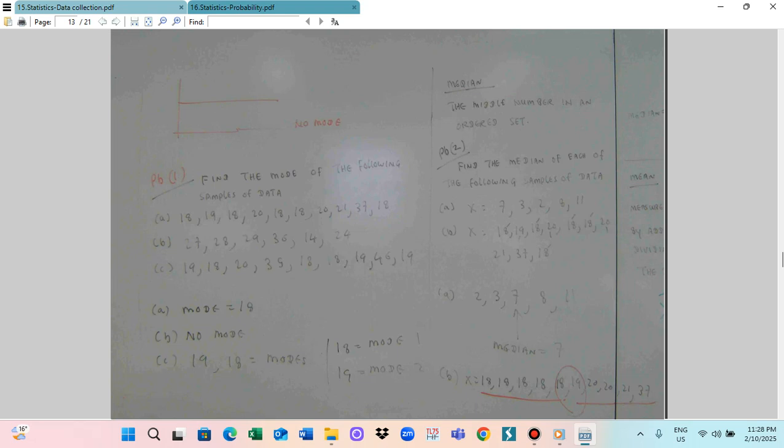And the C, so you see the 19. How many times do you see the 19? This is 1 time, this is 2 times. 19 happens 2 times, and 3 times: 1, 2, and 3. And also 18: 1, 2, 3.